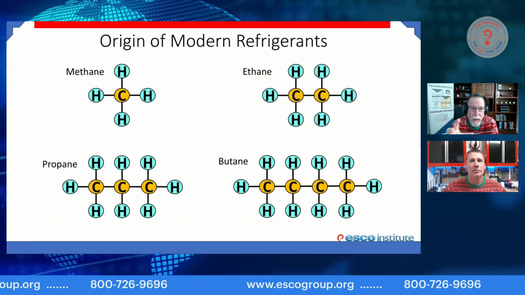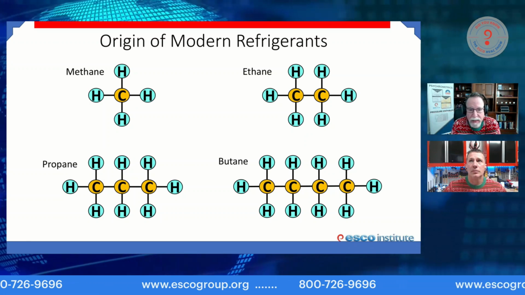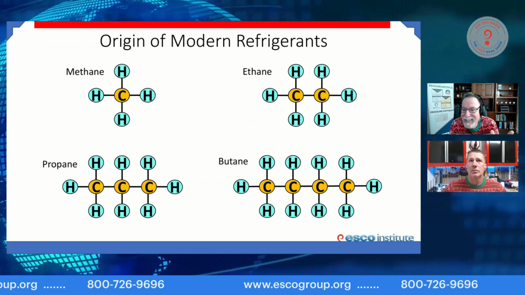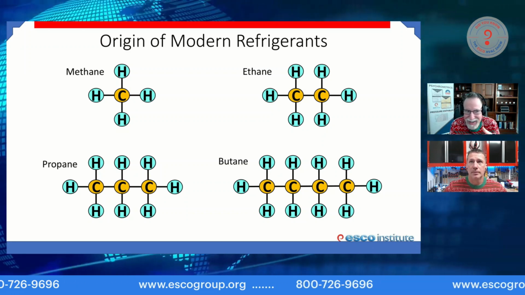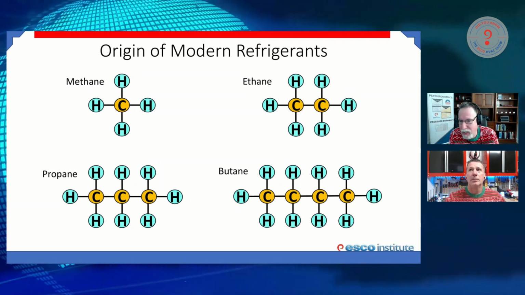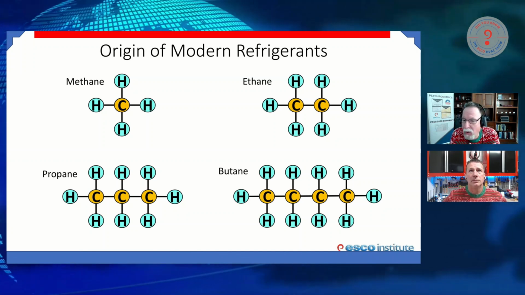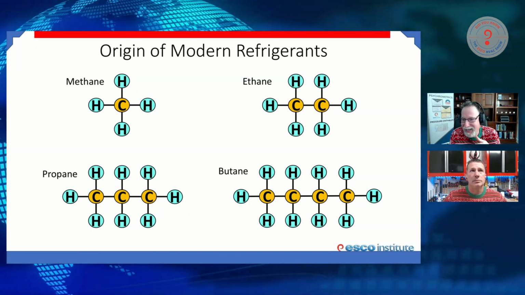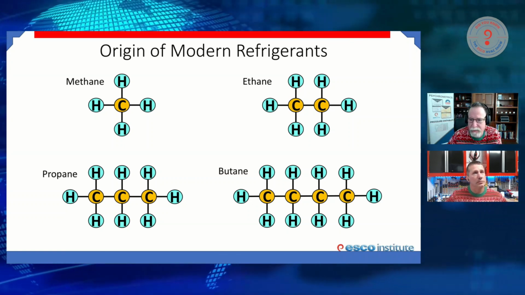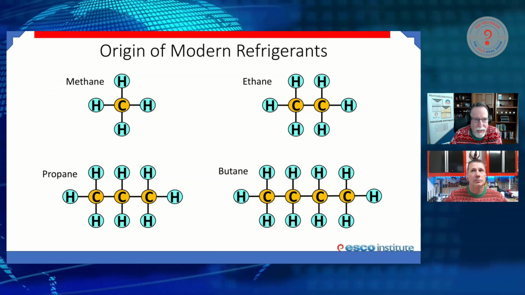Now, if you think about methane, ethane, propane, butane, pentane, octane. Methane, natural gas. Propane in your barbecues at home. Butane in your cigarette lighters. Pentane, fuel oil, number 2. Octane in your gasoline. So hydrocarbons make really, really good refrigerants, but the only problem is they're really, really flammable.